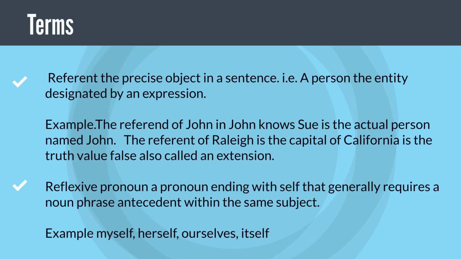Referent: the precise object in a sentence, i.e. a person. The entity designated by an expression. Example, the referent of John in John knows Sue is the actual person named John. The referent of Raleigh is the capital of California is the truth value false. Also called an extension. Reflexive pronoun: a pronoun ending with self that generally requires a noun phrase antecedent within the same subject. Example, myself, herself, ourselves, itself.